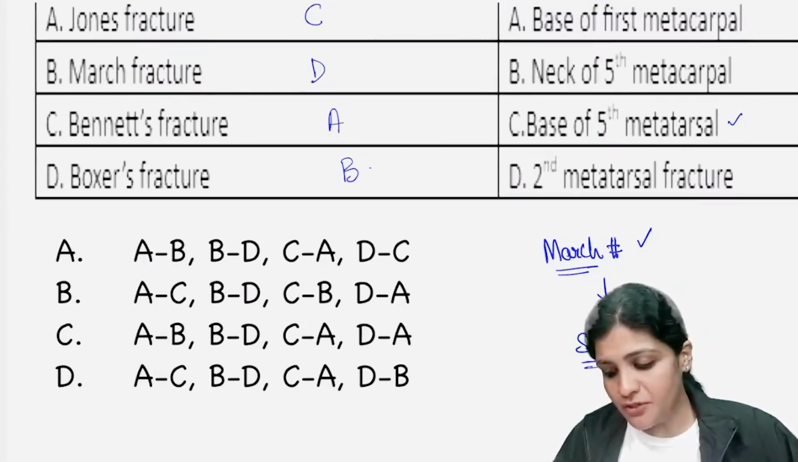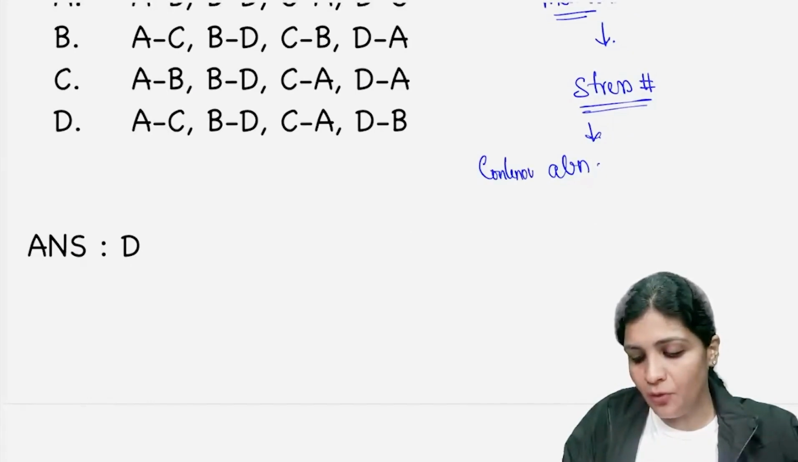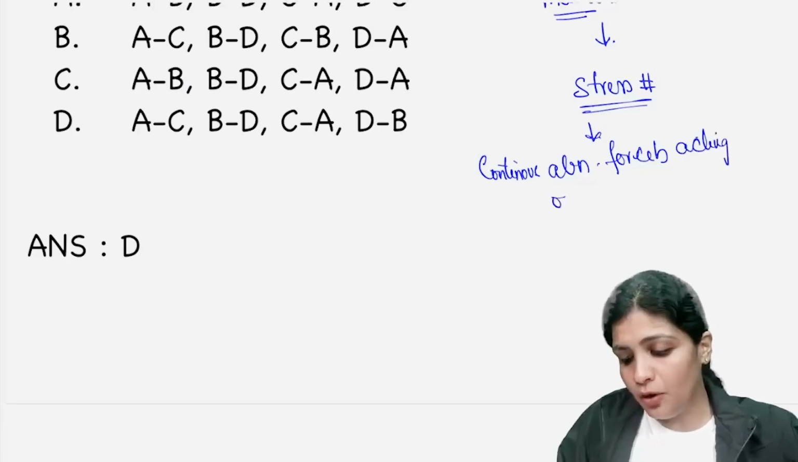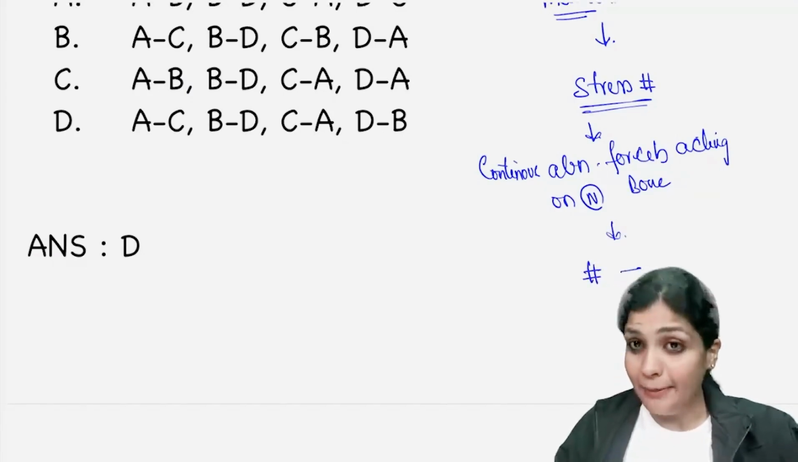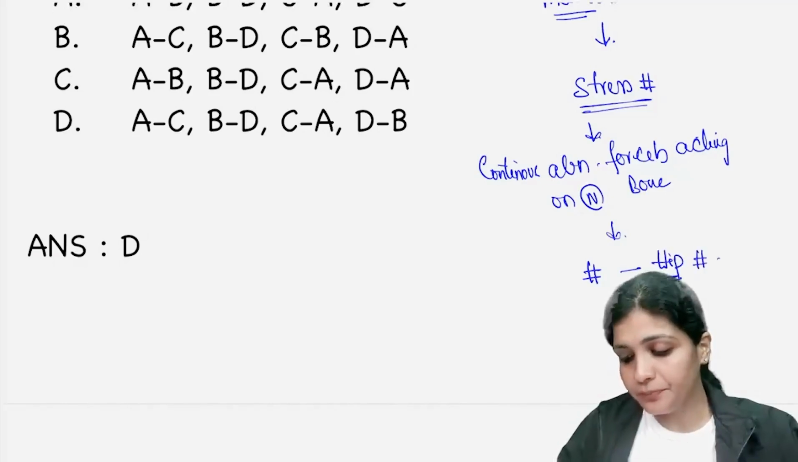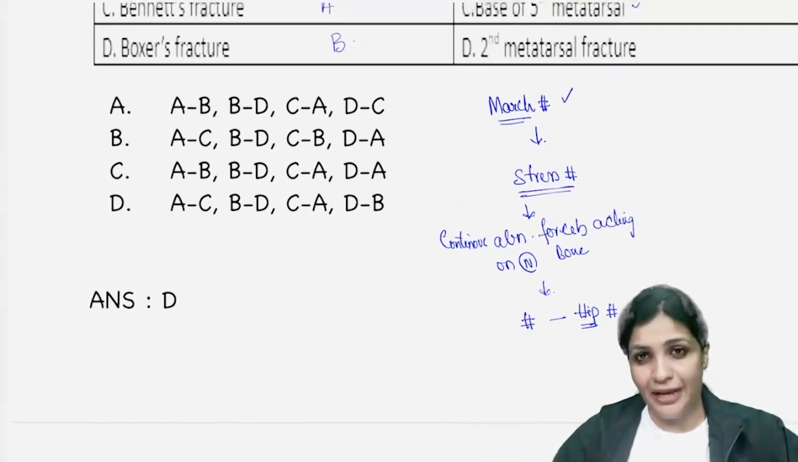What is the meaning of stress fracture? Whenever there are continuous abnormal forces acting on the normal bone, this will result in a fracture. Example, the March fracture or the fracture hip. Right? So continuous abnormal forces which are acting on it.